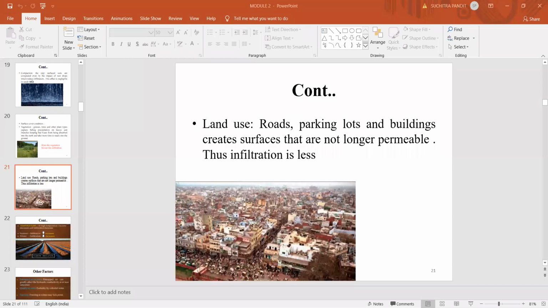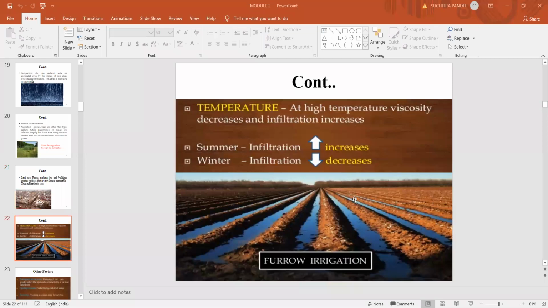Now here, especially in urban areas where everything is concrete, the rate of infiltration will be very less. Whatever the rainfall that takes place will be discharged as the surface runoff in the drains and all. So hence you have the urban flooding problems because of the urbanization. Land use, that is roads, parking lots and buildings, create surfaces that are not permeable. Thus, the infiltration is less. Hence, you have a more volume of runoff that enters the drain.